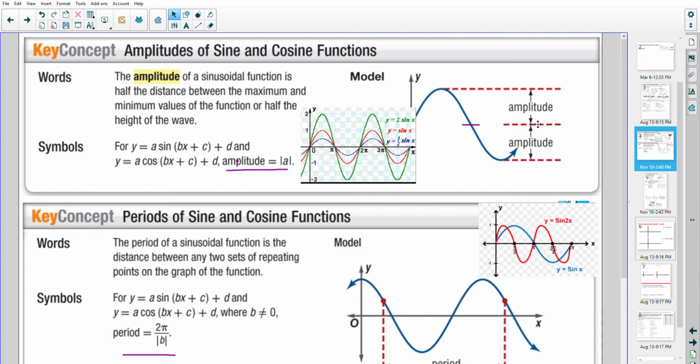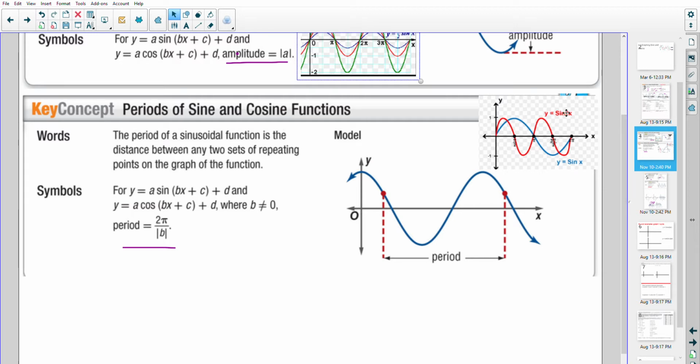The amplitude is the distance from the midline to the top or the bottom. And so you're going to see from this example, if you multiply by 2, the green line is twice as high as the red line. If you multiply by 1/2, it's half the height. So that affects the height.